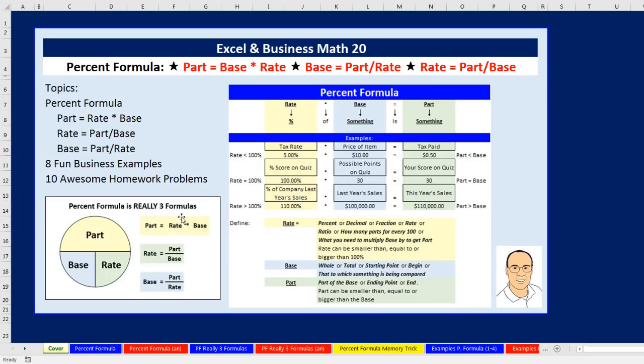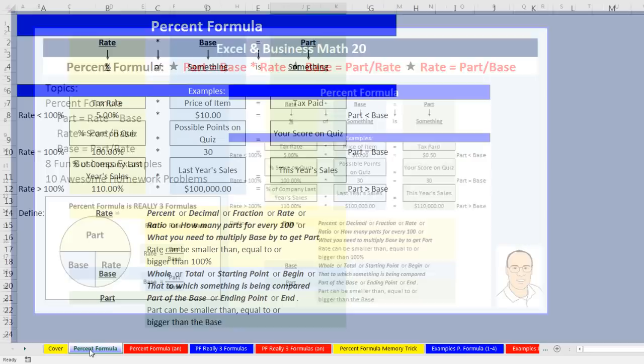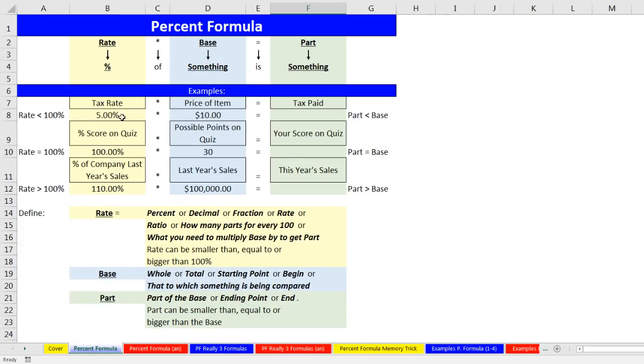Now let's start our study of these three formulas by going over to the sheet percent formula. And we're going to start off with just one of the three formulas. And this formula is rate times base equals part. Now we start with this formula because all of us have probably seen this at some time in our life. Rate, tax rate, times some amount purchased at the store equals the tax we paid.